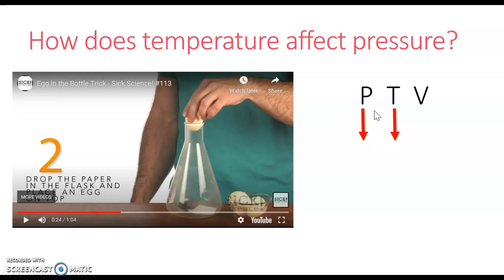Okay, so this still doesn't explain to us why did the egg get sucked in the bottle. A lot of people assume it gets sucked in. Well, it has to do with something called equilibrium. The world around us is always trying to get equal. If you have something that's hot and something that's cold, they want to be the same temperature, right? So the cold thing wants to be heated up, the hot thing wants to be cooled down.